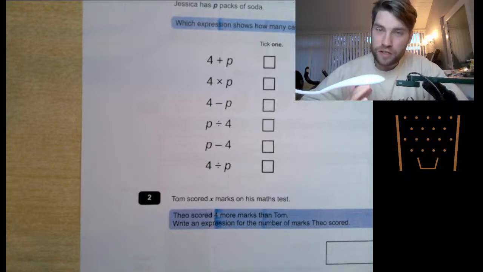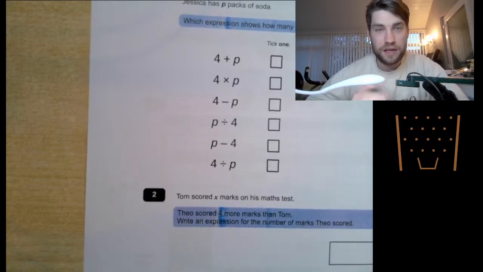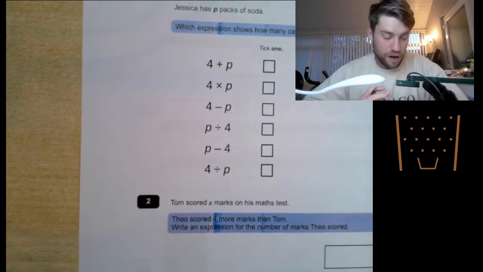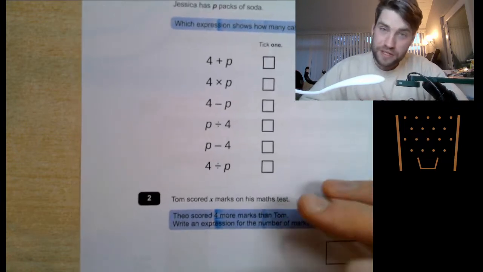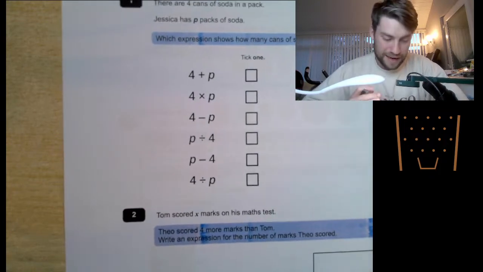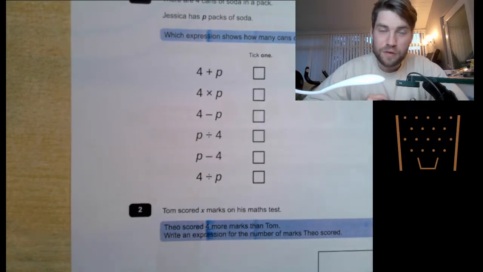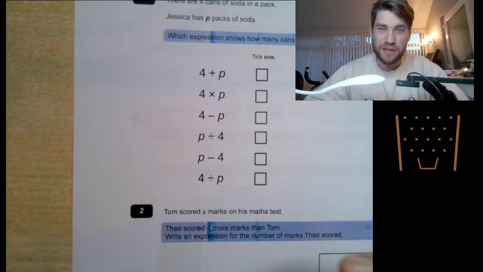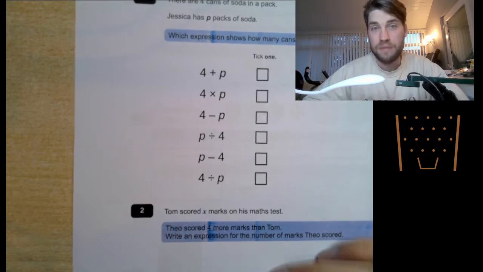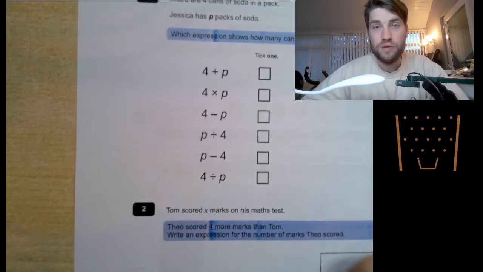SATs questions, but these questions do tie into GCSEs as well. We're focusing heavily on algebra this time, so a lot of problem solving. And I know a lot of GCSE topics in algebra have come down to SATs the past couple of years, so you really need to know it. And if you know it in SATs, it's going to help you massively when you get to GCSEs.